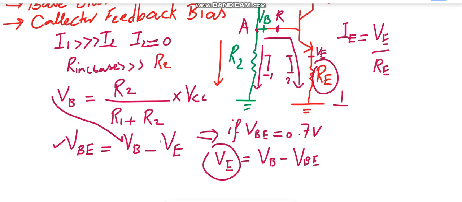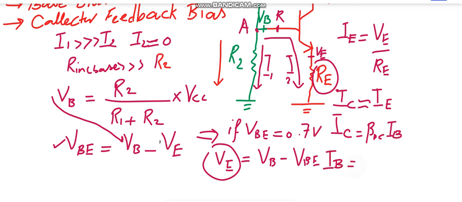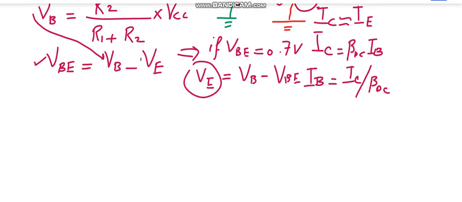Since IC is approximately equal to IE, we will also know the value of IC, and this is the well-known equation: IC is equal to beta times IB. So IC is equal to beta DC of the transistor times IB. From here we can also determine the value of the base current. So IB is equal to IC over beta DC. All right. So we have the value of IC.